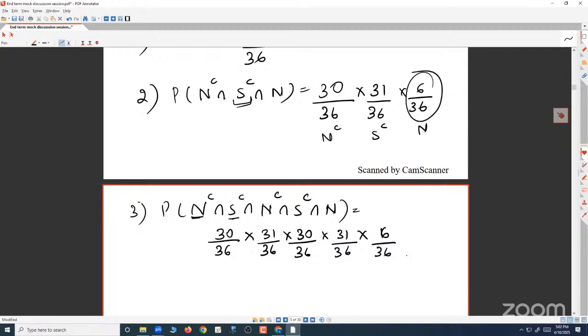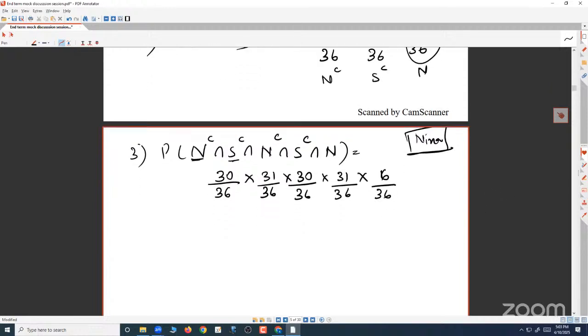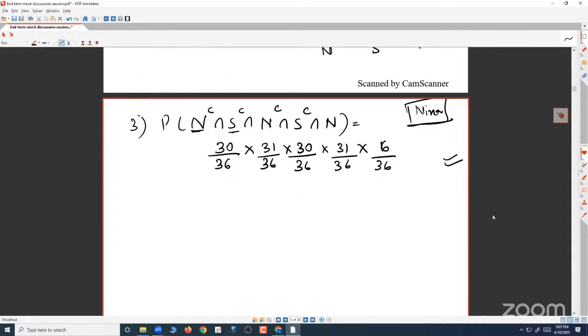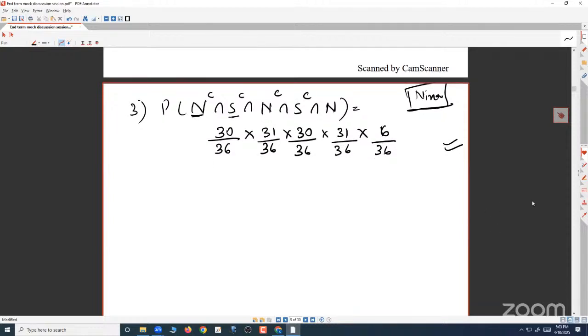So this declares that Sam has not yet won any game, because we are only taking the case where Nina is winning. This is the case for Nina only. Till here, is it fine? Okay. Now we have to calculate the probability of Nina winning the game.